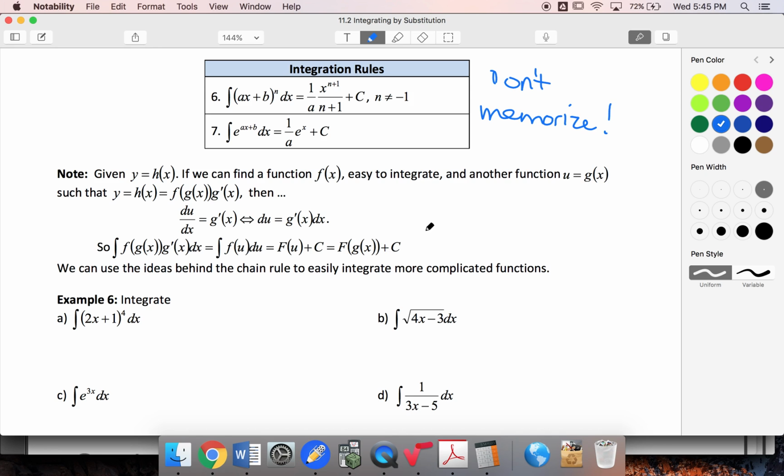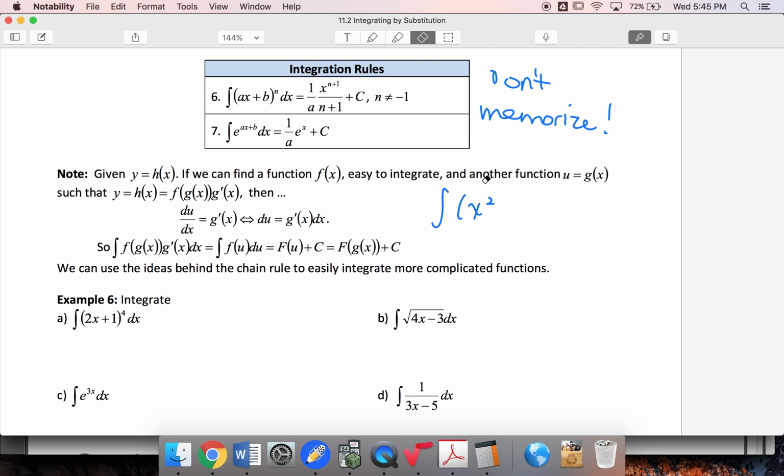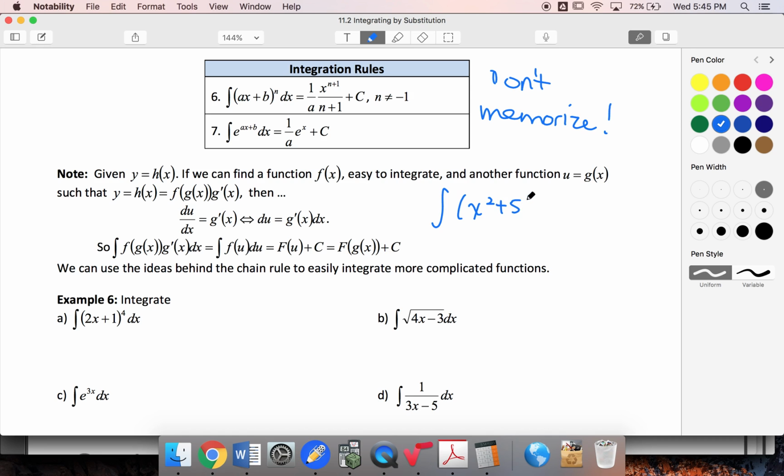integration by substitution. So what we're looking at specifically is that if we see a composite function multiplied by the derivative of the inner function. And this may not be the full derivative directly. So for example, if I had the integral of (x squared plus 5) to the 7th power times x dx. So the derivative of the inside is 2x, or 2x dx.